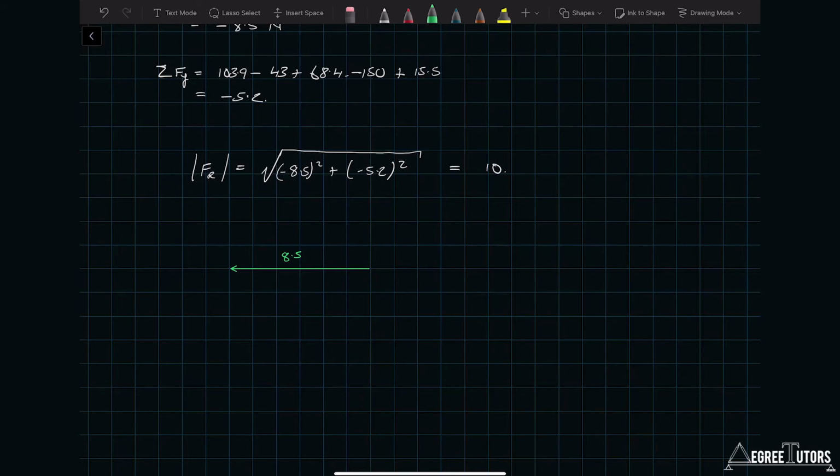Now we've got a negative 5.2, so that's a downward pointing arrow, and now we can sketch on the resultant. We'll call that F4, which we've already worked out to be 10, and we'll call this angle in here beta. Simple enough, tan of beta is equal to 5.2 over 8.5, which gives us beta equal to 31.5 degrees. Okay, so we've fully defined the equivalent force.